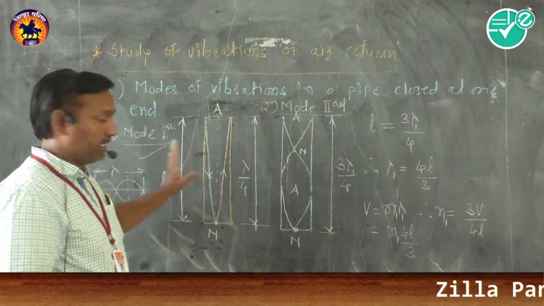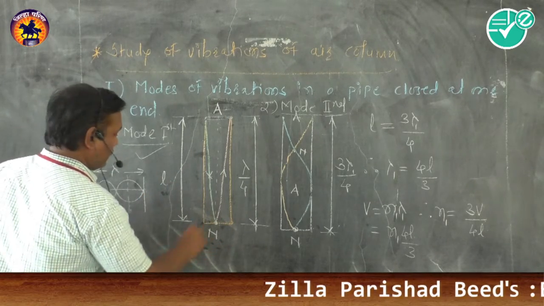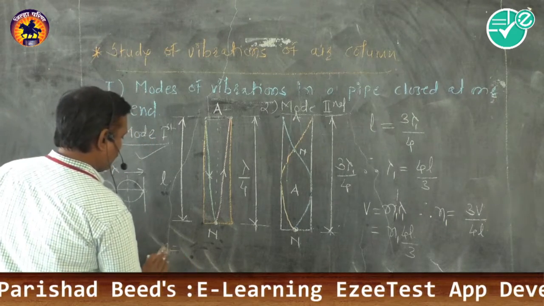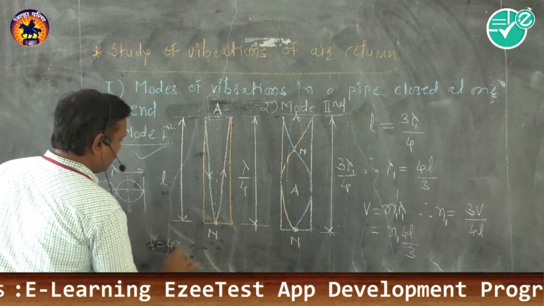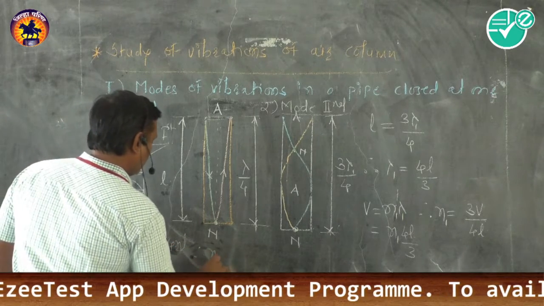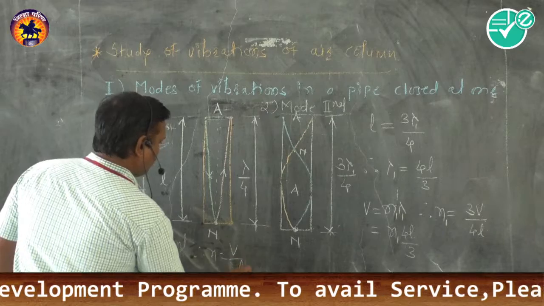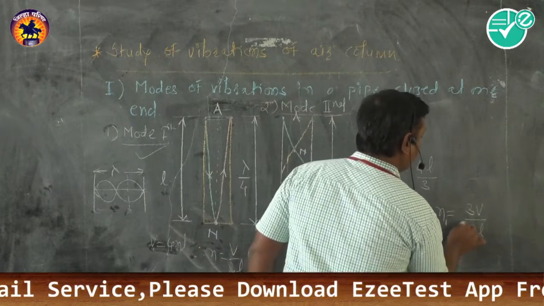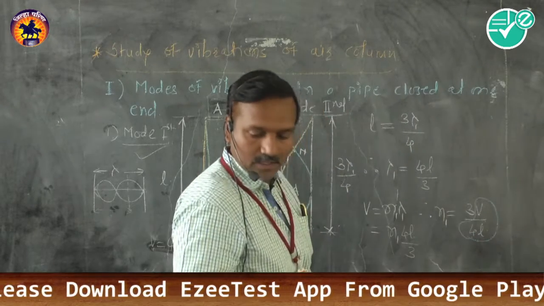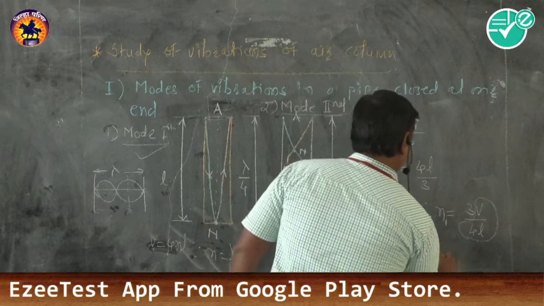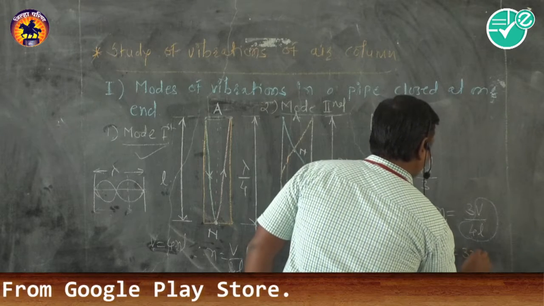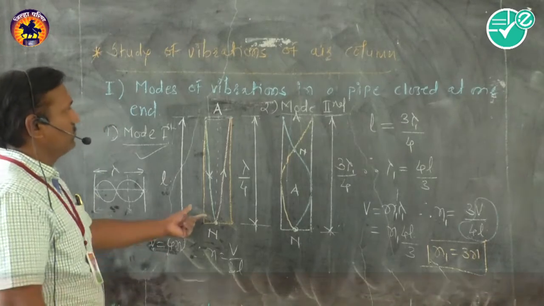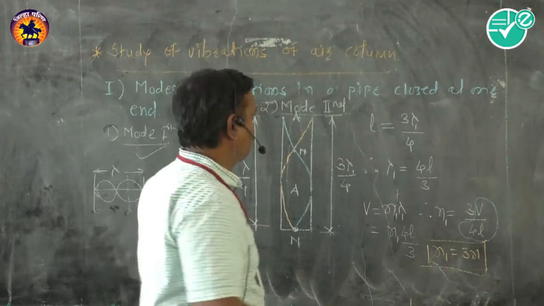In the fundamental mode, the value of n is equal to, as V is equal to 4nL. Therefore, n is equal to V divided by 4L. That is the value of the frequency. Just substituting that value, it means that this value is going to be replaced by that n. Therefore, n1 is equal to 3n. This is the first mode, this is the second mode, and now we are going to see the third mode.